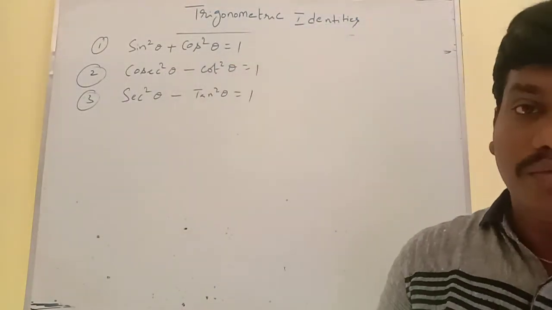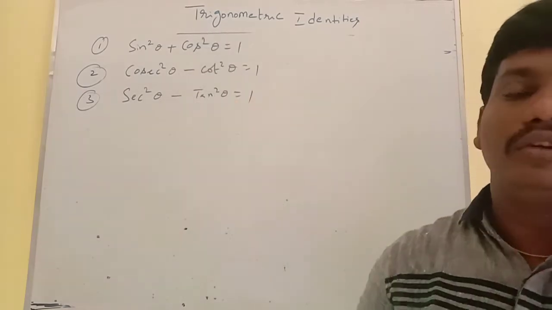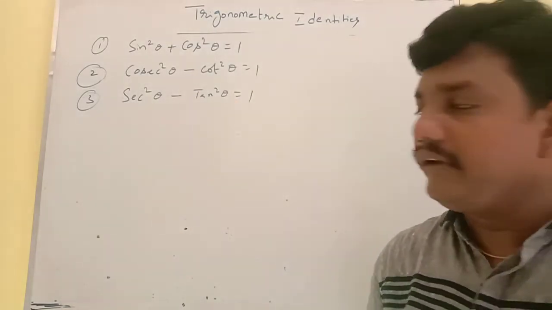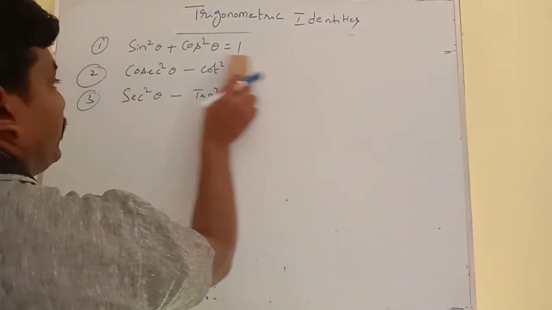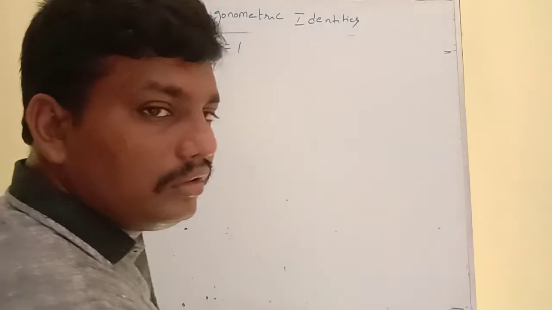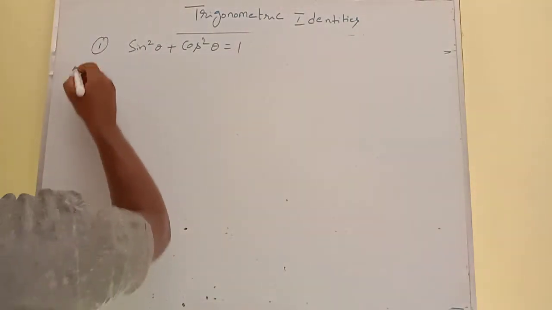Now we have to verify all three trigonometric identities with the help of the Pythagoras theorem of a right angle triangle. So let me take the first one: sine square theta plus cos square theta equals 1. How to prove this? Proof.